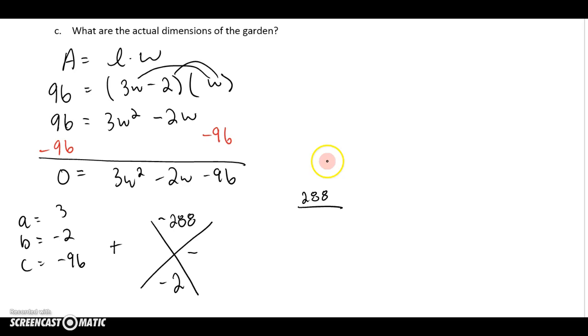So you can list out all the factors. You can start with 1 and 288. You can do 2 and 144. You can see if 3 divides in evenly. You can see if 4 divides evenly. So I'm going to pause the video for a minute, figure out what those two factors are, and hope that you do too.